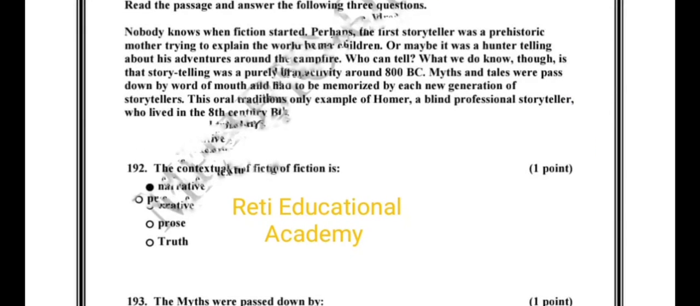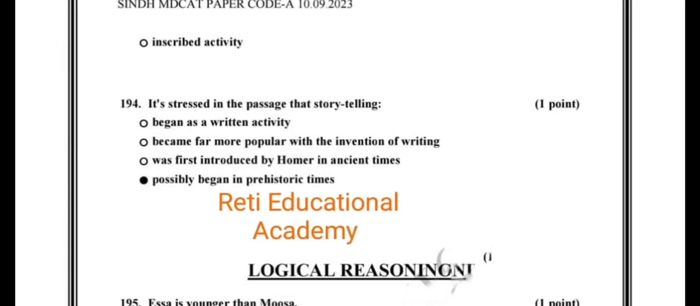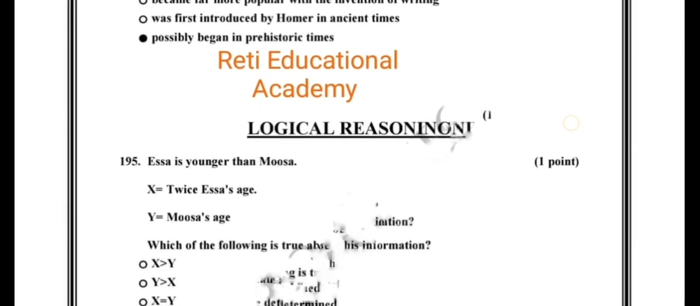Question number 192. The contextual fiction is narrative. Question number 193. The myths were passed down by word of mouth. Question number 194. It is stated in the passage that storytelling possibly began in the prehistoric times.